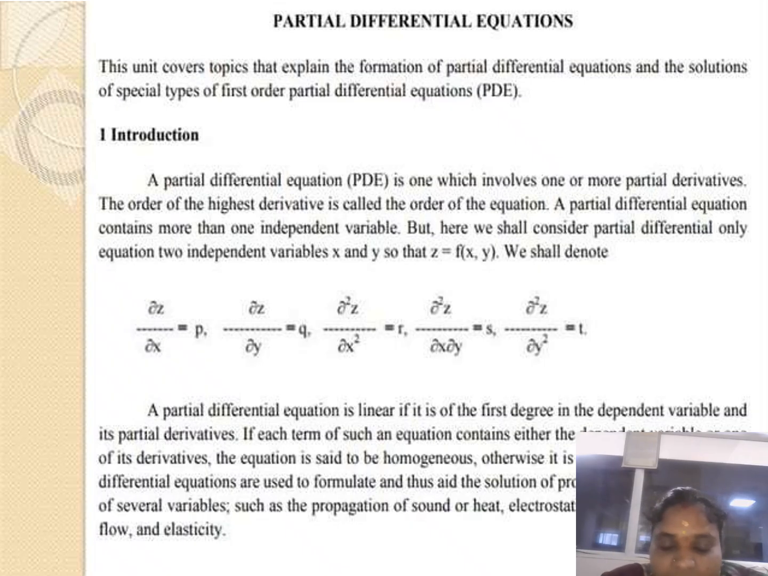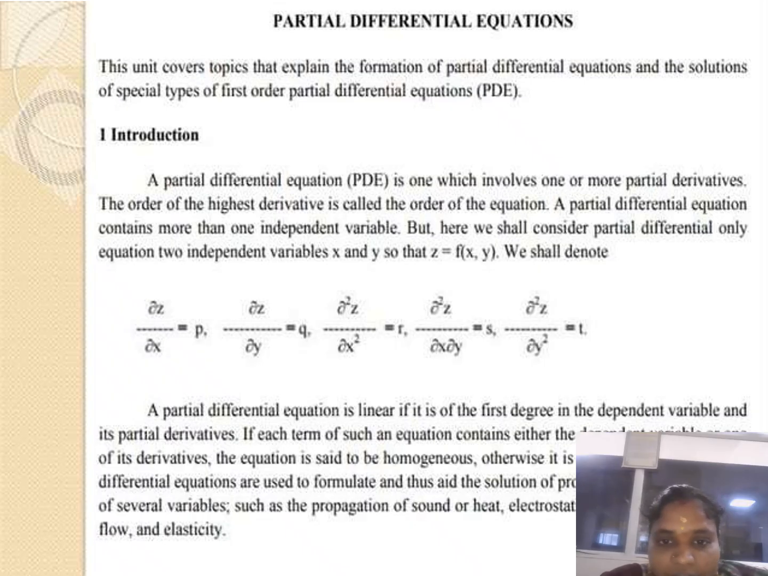The operator with respect to the x variable is dou by dou x, and dou by dou y with respect to y. Similarly, the second order is dou square z by dou x square. This is the introduction to partial differential equations. More than one independent variable is called a partial differential equation. Here it is generally denoted as z equal to f of x comma y, where z is the dependent variable and x and y are the two independent variables.